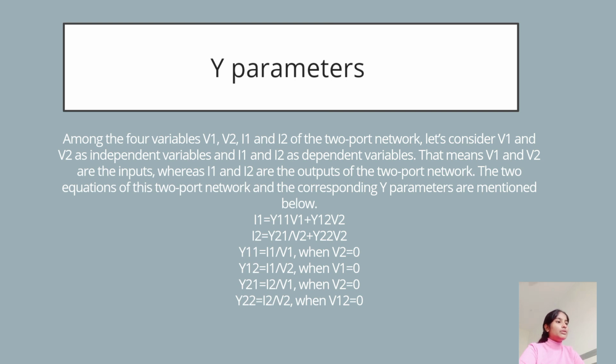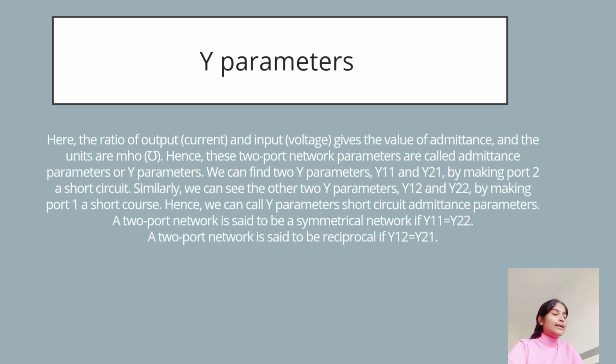Y11 is equal to I1 by V1 when V2 is equal to 0. Y12 is equal to I1 by V2 when V1 is equal to 0. Y21 is equal to I2 by V1 when V2 is equal to 0, and Y22 is equal to I2 by V2 when V1 is equal to 0. So here the ratio of output current to input voltage gives the value of admittance, and the units are mho. Hence, these two-port network parameters are called admittance parameters or Y parameters. We can find two Y parameters, Y11 and Y21, by making port 2 a short circuit. Similarly, we can find the other two Y parameters, Y12 and Y22, by making port 1 a short circuit. Hence, we can call Y parameters short circuit admittance parameters.